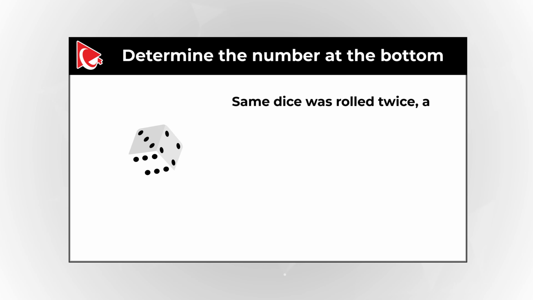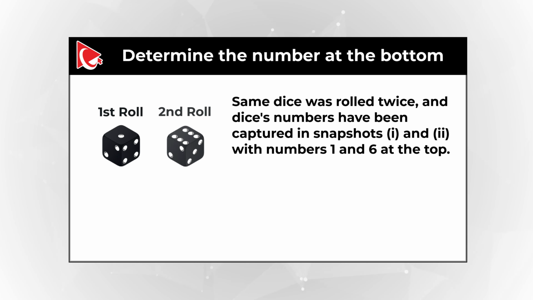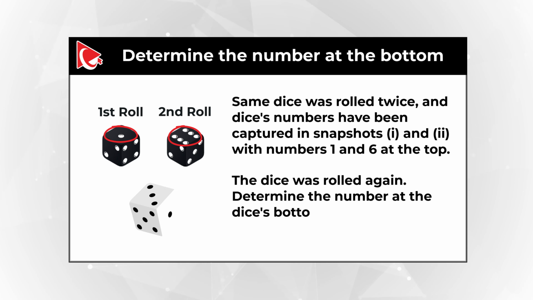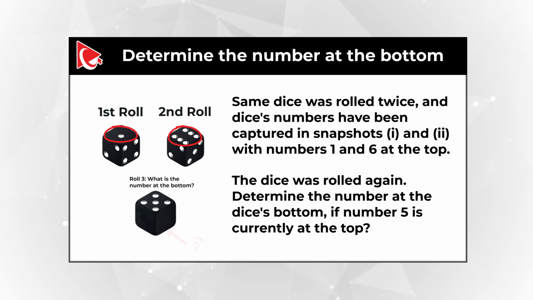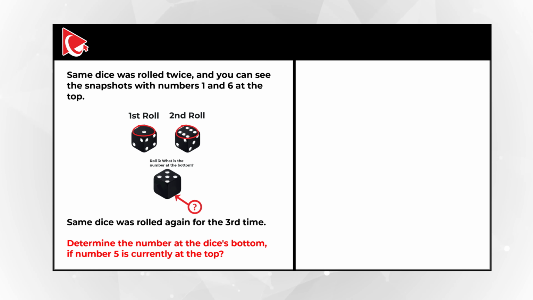Dice was rolled twice, and the dice's numbers have been captured in snapshots 1 and 2, with numbers 1 and 6 at the top. The dice was rolled again. You need to determine the number at the dice's bottom if number 5 is currently at the top. You have 4 different choices.